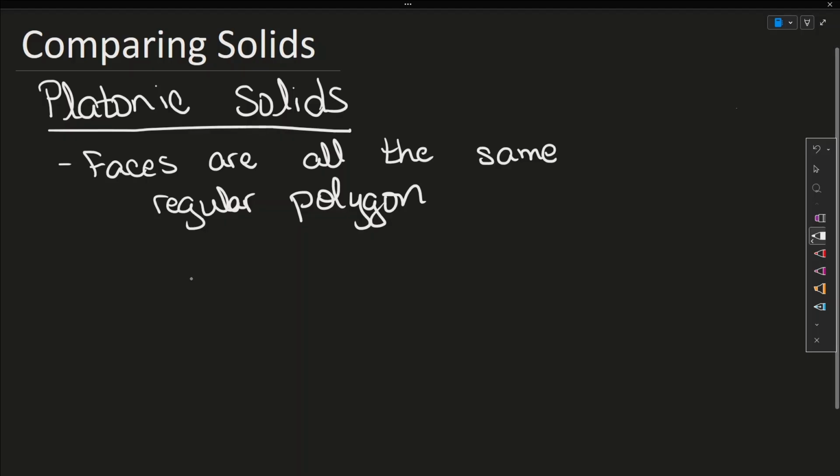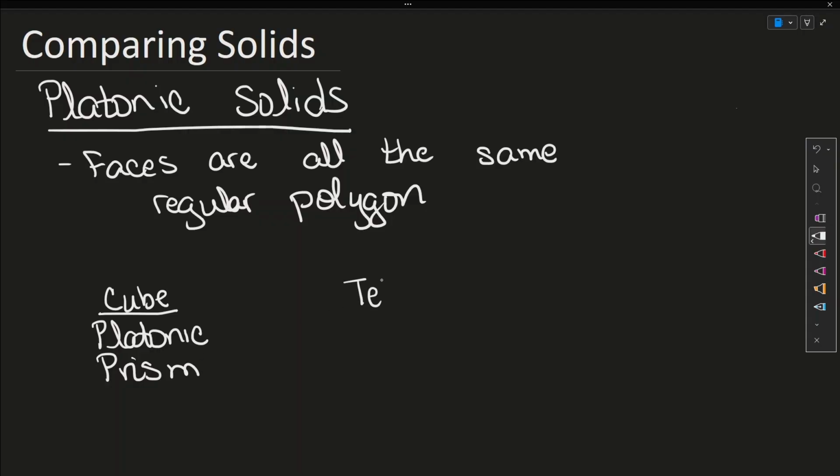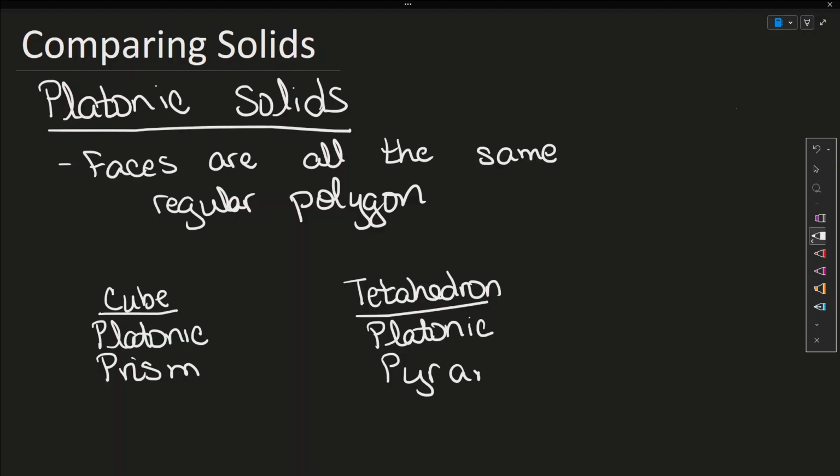Sometimes a shape can belong to more than one idea we've discussed. For example, a cube is both a Platonic solid as well as a prism. In addition, the tetrahedron, this one is a Platonic solid and also a pyramid. This is an important reminder that mathematical categories can and often do overlap.